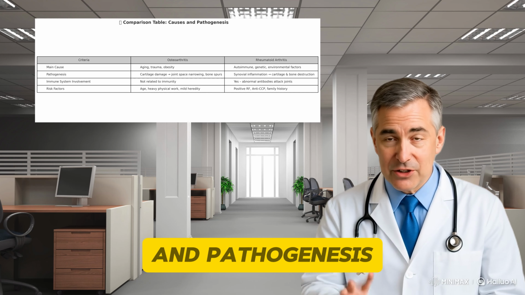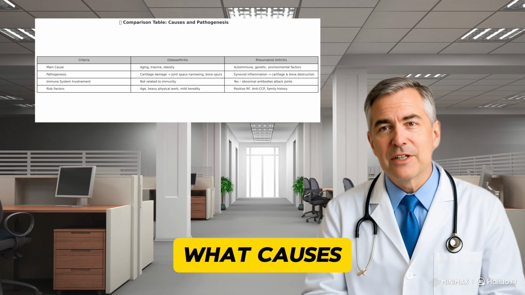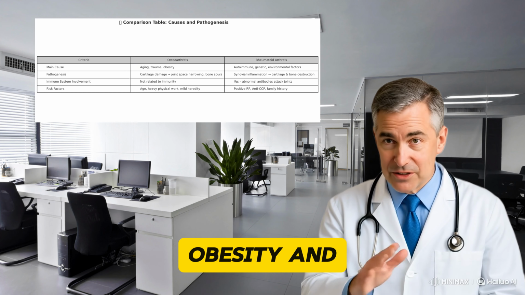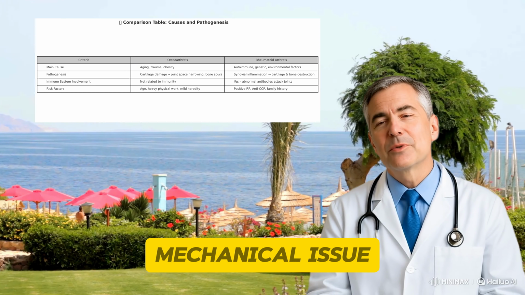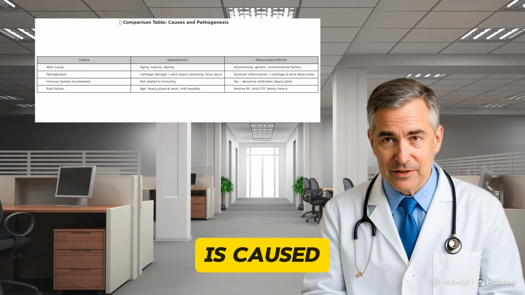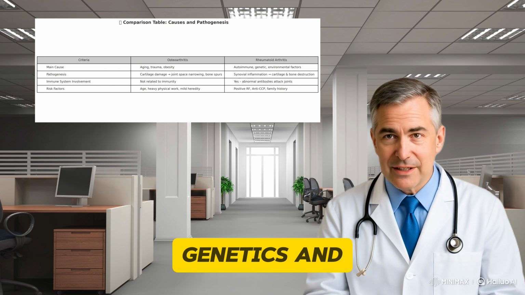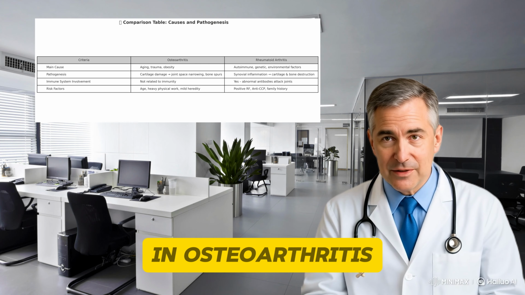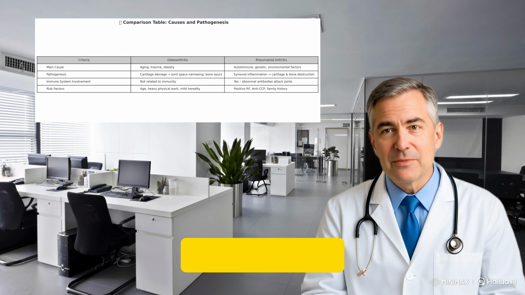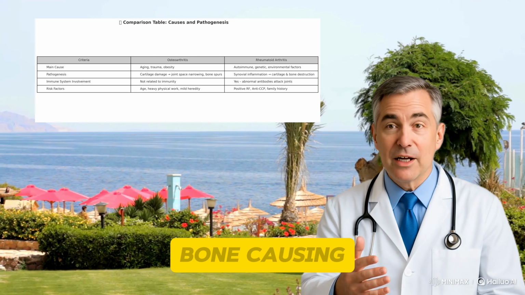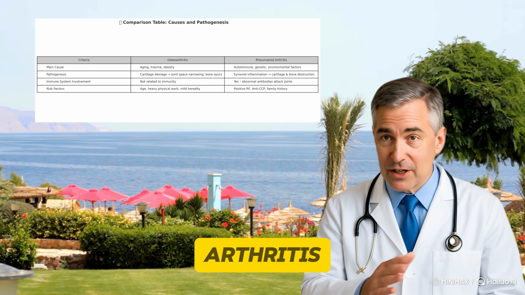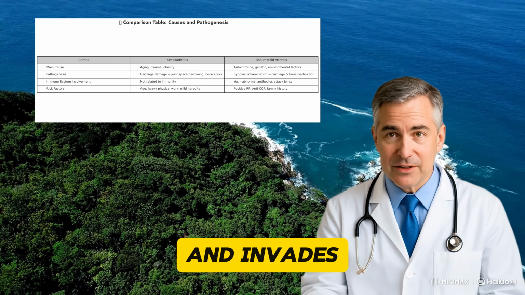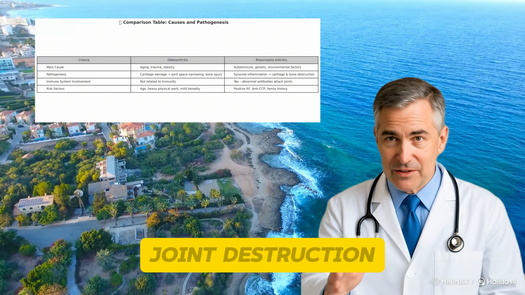Two, causes and pathogenesis. Now let's look at what causes each of these. Osteoarthritis is caused by aging, joint overuse, obesity, and previous injuries. It's more of a mechanical issue. Rheumatoid arthritis is caused by immune system dysfunction. Genetics and environmental triggers like infections or smoking may play a role. In osteoarthritis, cartilage breaks down. Joint space narrows, bone rubs on bone, causing pain. In rheumatoid arthritis, the immune system inflames the synovial lining. It thickens and invades cartilage and bone, leading to joint destruction.